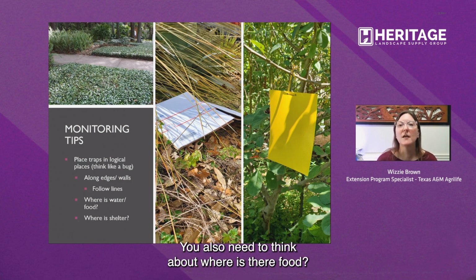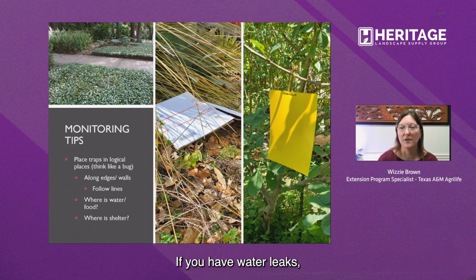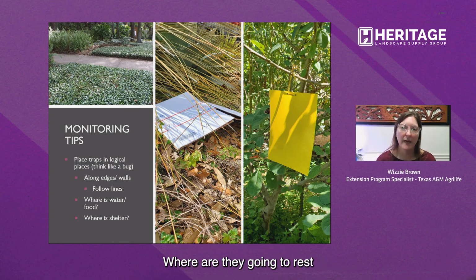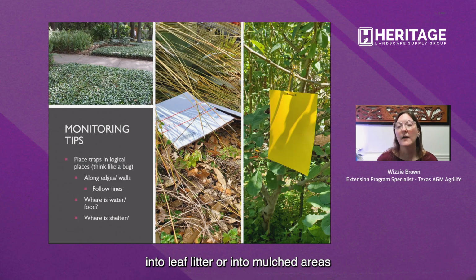You also need to think about where is their food? Where is the water source? If you have water leaks, a lot of times that will draw insects in. And then the last thing is, where's the shelter? Where are they going to rest when they're not actively moving around? It may be that they're living on the plant that they're feeding on, but other insects will move down into leaf litter or into mulched areas or even fly to different areas for sheltered locations.